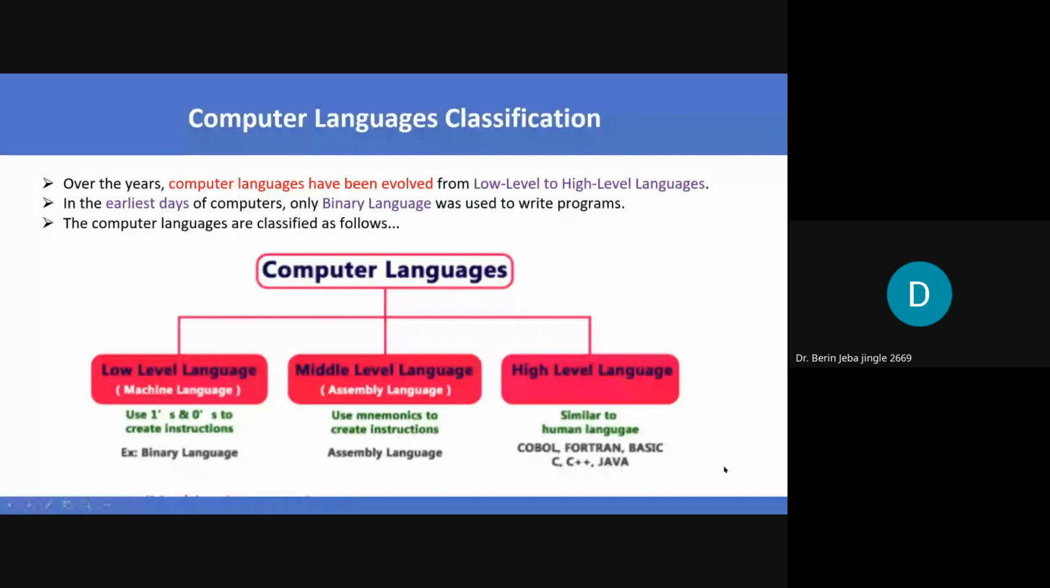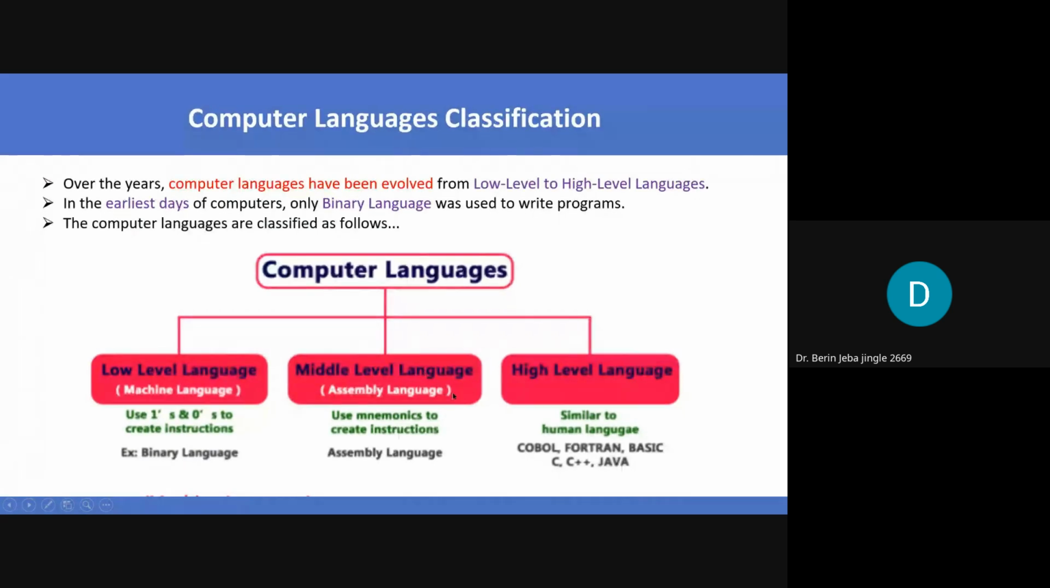Computer languages have evolved from low level to high level. Low level languages, I have already explained in your class. Low level language means machine language. It can understand only zeros and ones. The instructions are created using ones and zeros. That is the binary language we call.